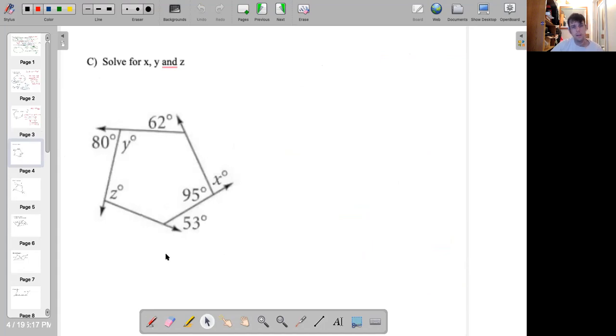On this one, just taking a look at it, we know some specific angle measurements here. We can use the interior-exterior relationship to figure out some of these. So these are going to be a linear pair, so 80 and 100. Right here, 95 and 85 are supplementary. Let's see, filling the rest of these out is a little bit trickier.